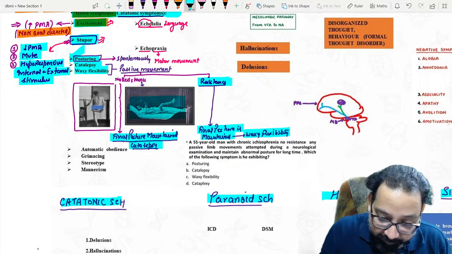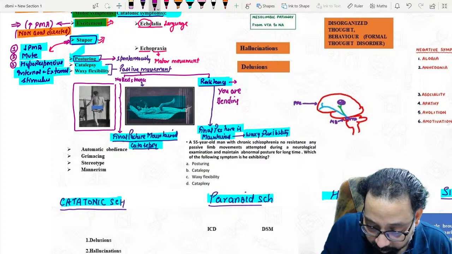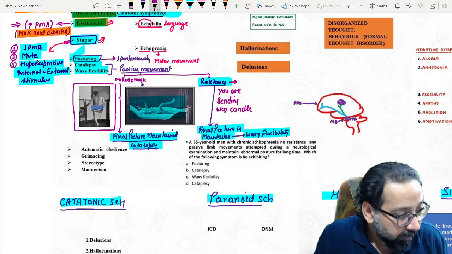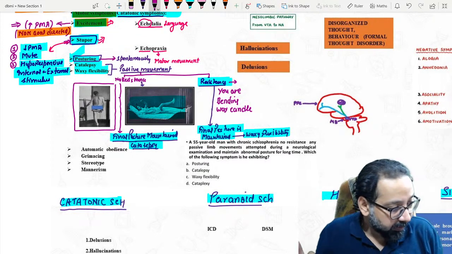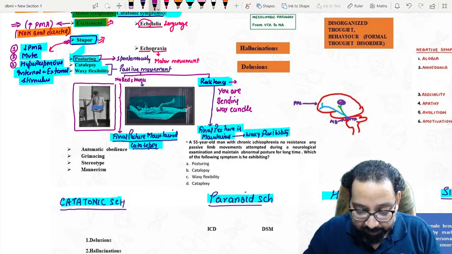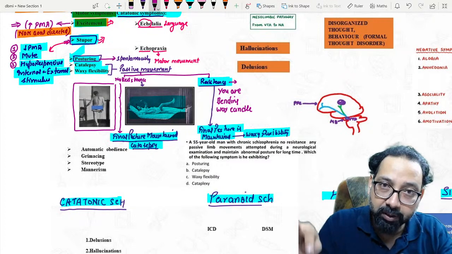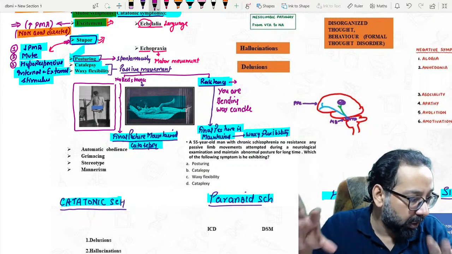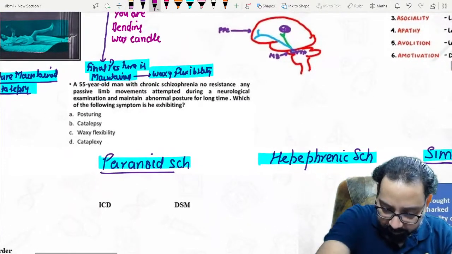Sometimes you will find that the patient has resistance, just like you are bending a wax candle. So sometimes in questions, again I repeat, this is very important, because confusing questions are asked again and again, and in questions you will find an incomplete statement, and that's why you get confused. Let me give an example. That's why I have taken this question.